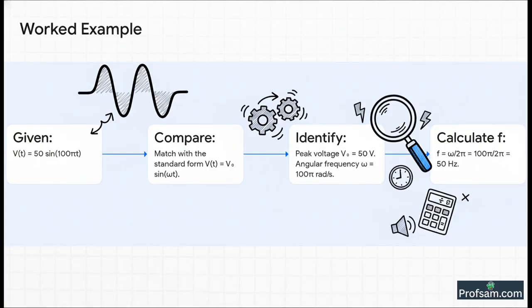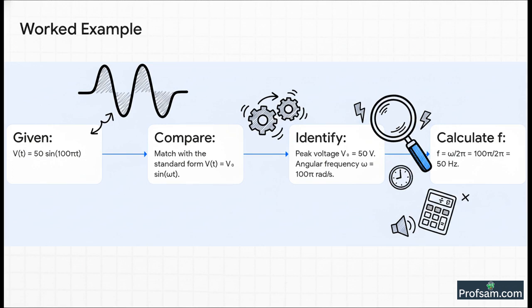Suppose in your exam, you're given the equation V of t equals 50 sine 100 pi t. What do you do? Just compare it to our standard formula, V equals V naught sine omega t. Just by looking, you can see that the peak voltage V naught is 50 volts. Easy. And the angular frequency omega is 100 pi.